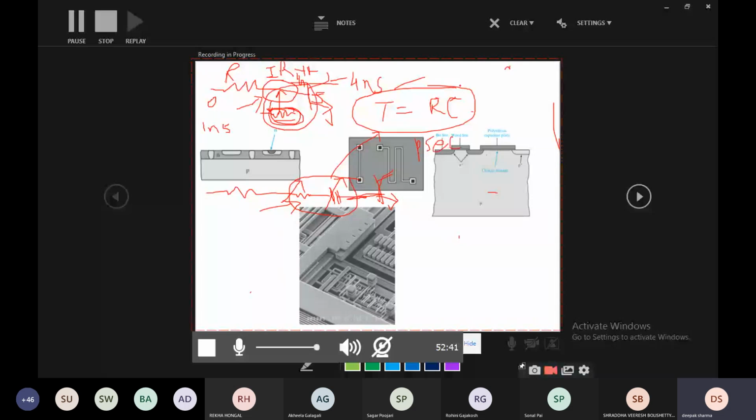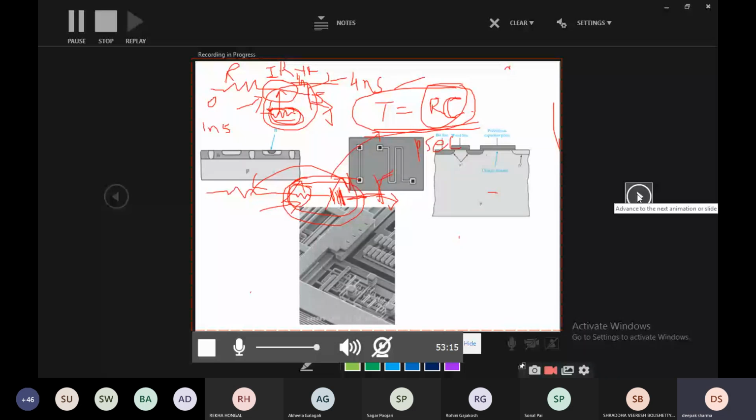Because these R and C which are present here are, no doubt, unavoidable, but we can try to reduce them. How can we reduce that R and C? We can change the width of the conductor which is connecting the resistor to the transistor. Following? Yes, sir. So this time constant R and C plays a vital role in VLSI, that is, integration.